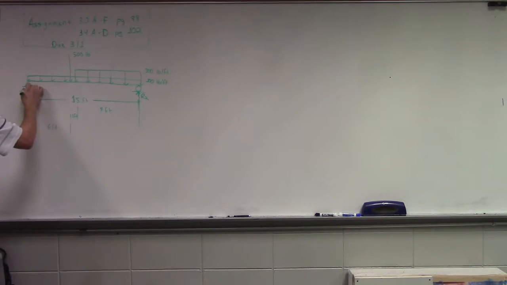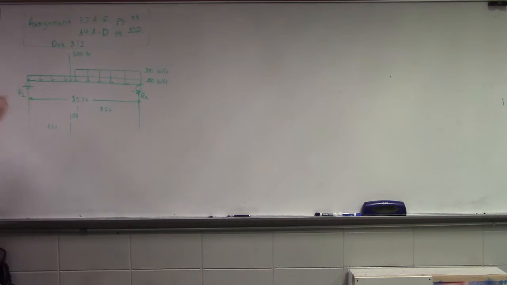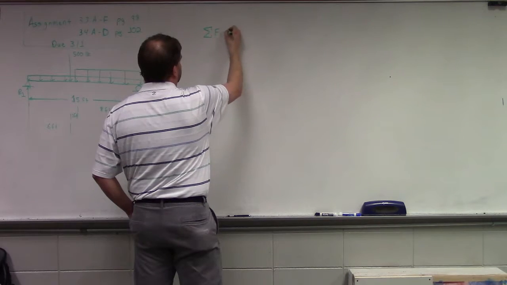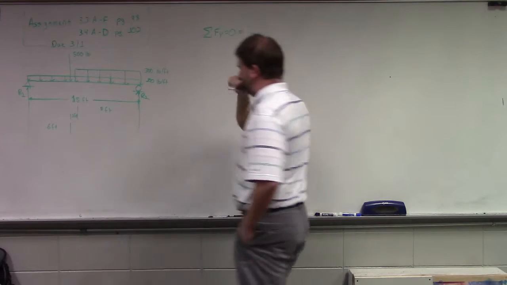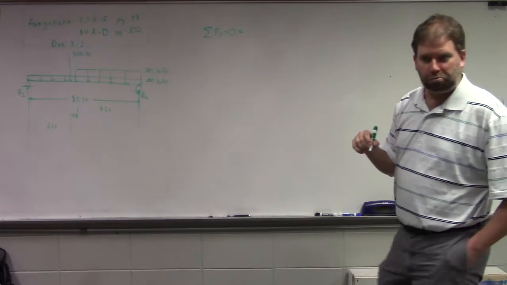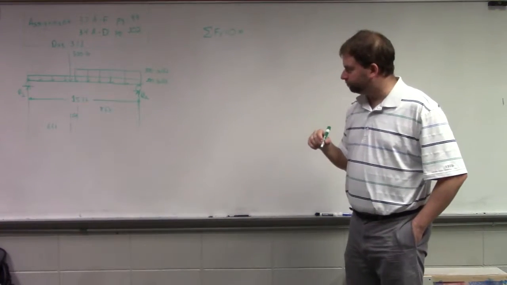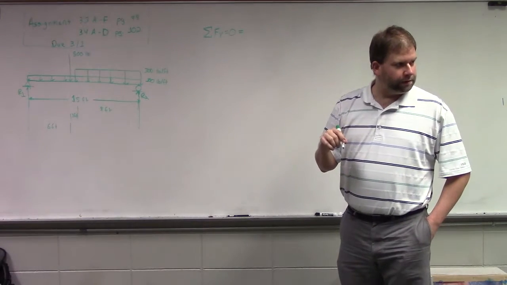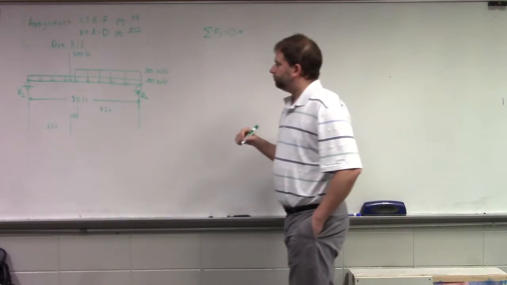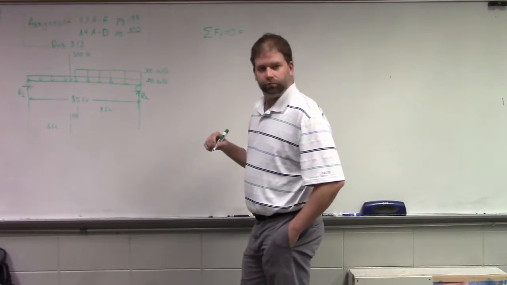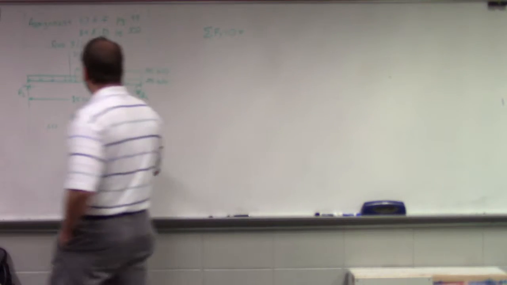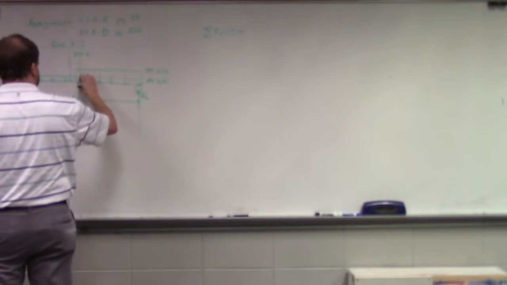So we'll call this one R1 and we'll call this one R2, right? Be consistent. So we'll need to figure out what our equilibrium is. Okay, so what do we do with our uniformly distributed loads? Well, you take 100 times 7.5 feet. So 1,500.